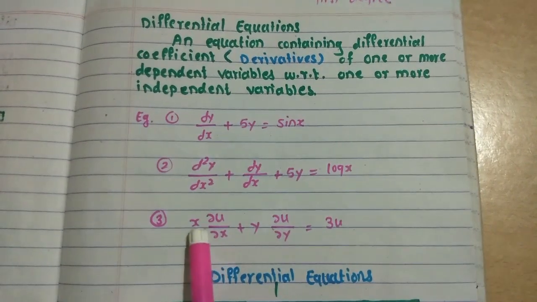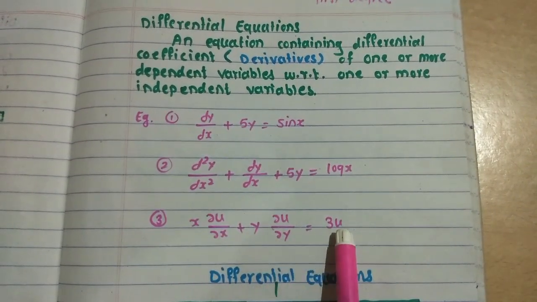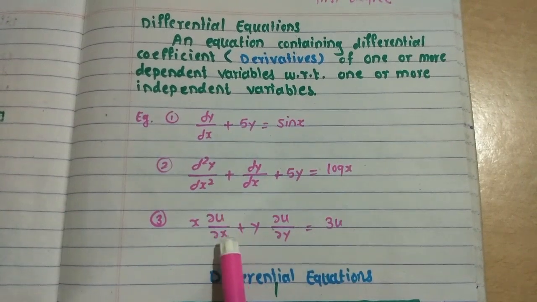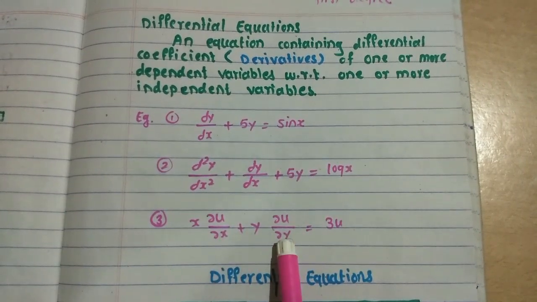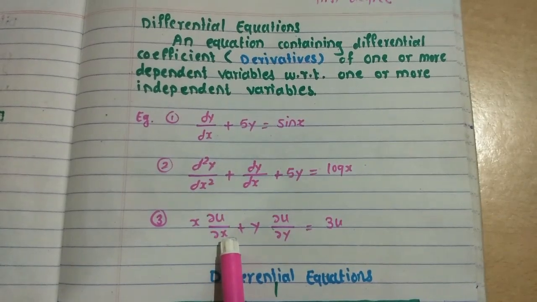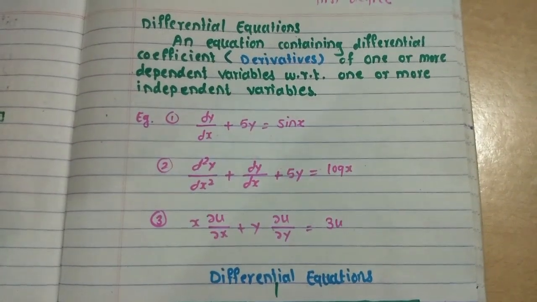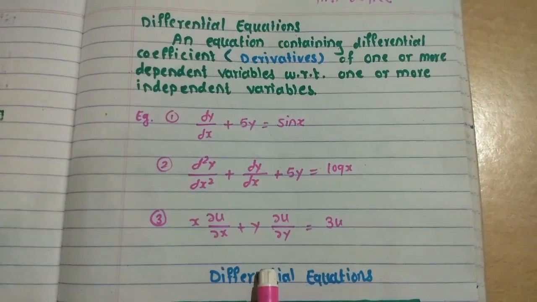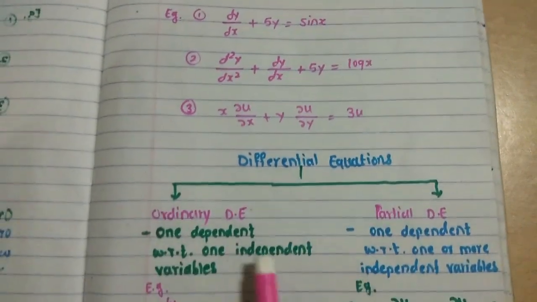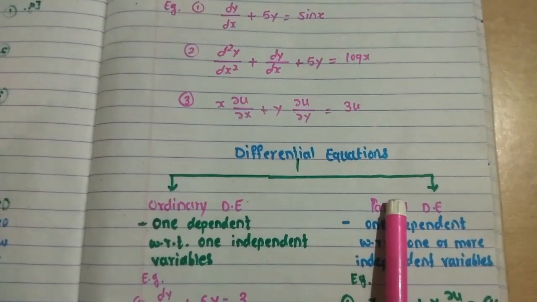Now here, x into del u by del x plus y into del u by del y is equal to 3u. u depends on x, u depends on y. Means one dependent variable with respect to two independent variables. This is also one kind of differential equation. Now differential equations are divided into two parts. One is ordinary differential equation and the second one is partial differential equation.